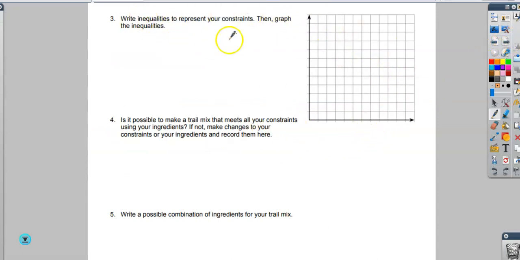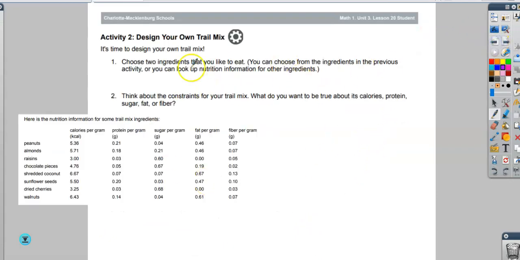If you need help, use Desmos, and you can get those intercepts. When you get done, did you get a shaded region that even works? Did you make one that makes sense? And if you don't, fix something so it does, and then write a possible combination for your ingredients to get what you want. So this is all on your own. I'm not going to do it because everybody could have a different one. So try that. See if you can make that work.